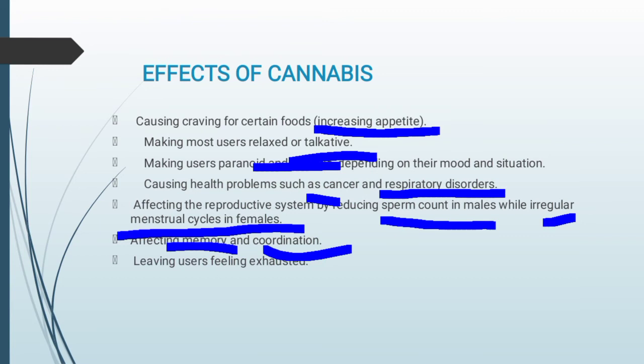A person who was taking cannabis actually misbehaves. They shake. They don't even know where the correct way is. They find that the right way is this one, because there is no coordination. Leaving users feeling exhausted. So this is very dangerous.